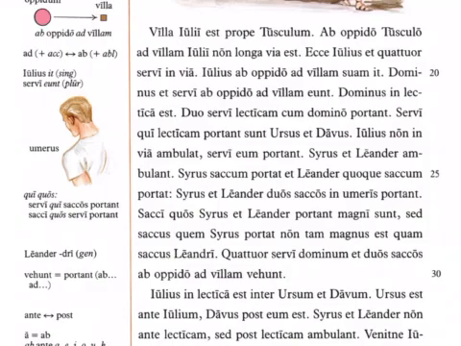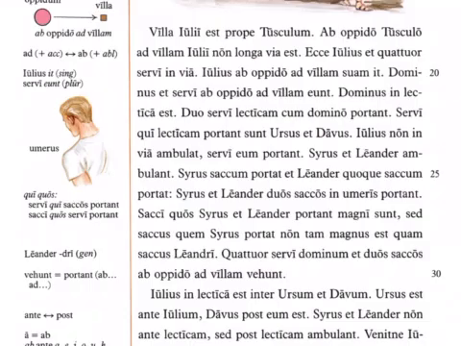Sacci quos Cyrus et Leander portant magni sunt. The sacks or bags which Cyrus and Leander carry are big. So quos is an accusative plural of the word for which, and it refers to the sacks here. Sed saccus quem Cyrus portat, but the sack which Cyrus is carrying, non tam magnus est quam saccus Leandri, is not so big as the sack of Leander. So there's those tam quam words again, the comparison words.